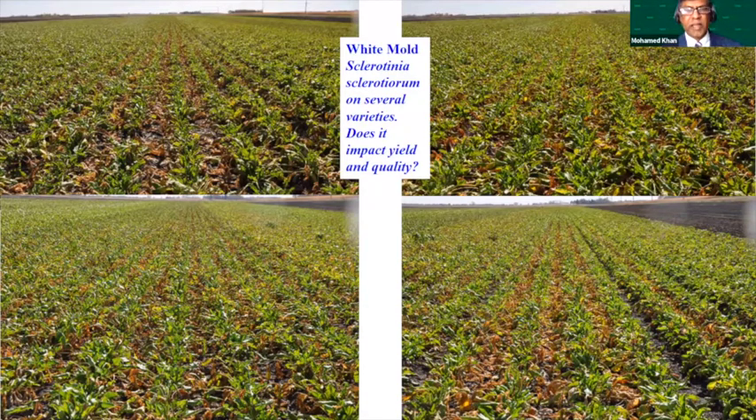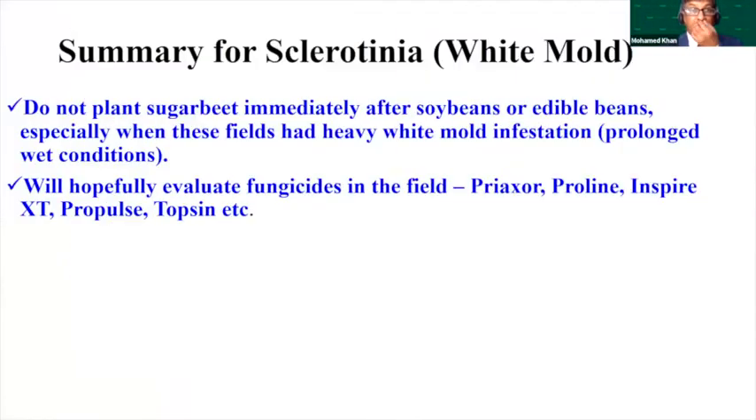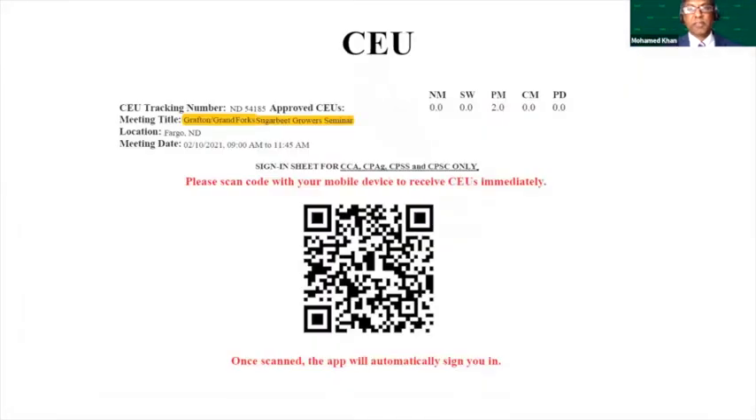One of the questions I have there is, do you think, based on these pictures, this was late September, October, and the disease started in August. Do you think, based on what you're seeing here, that white mold in sugar beet is impacting your yield and your quality? With that, I will say try to avoid soybeans or edible beans before sugar beet. Hopefully, once we get some funding and do some trials, we can be better able to tell you what you can use for fungicides for controlling this disease.